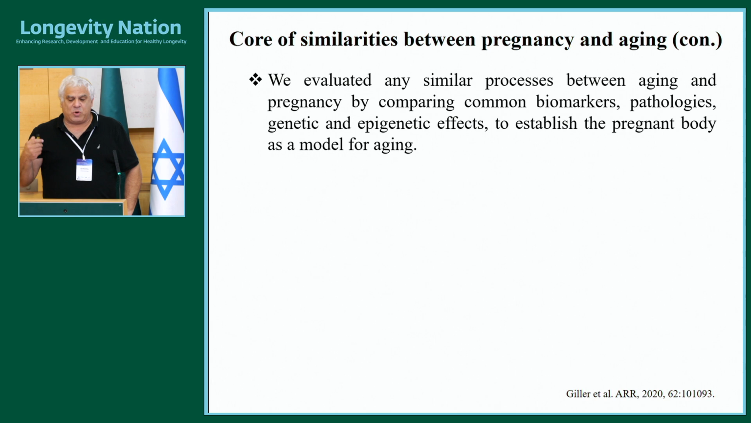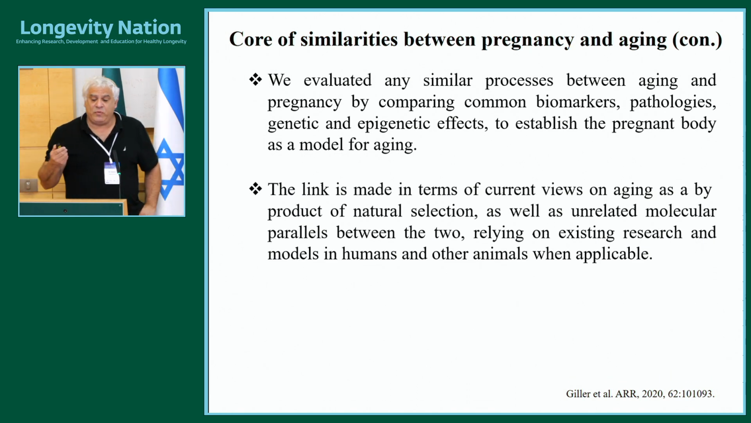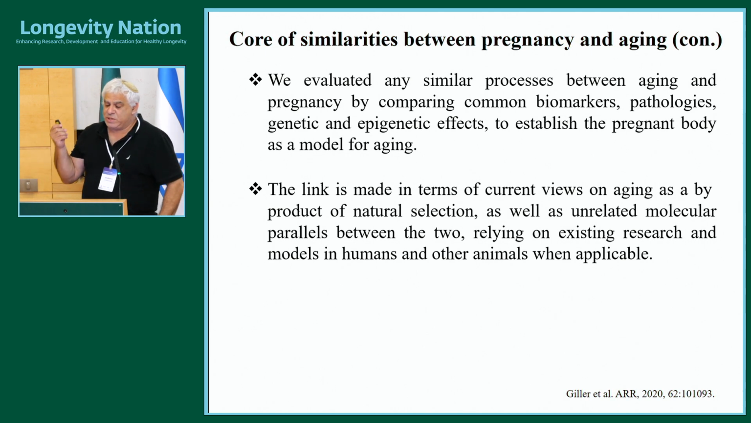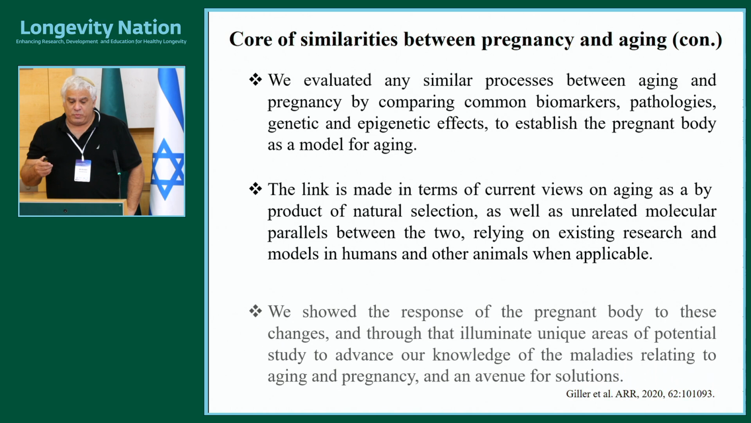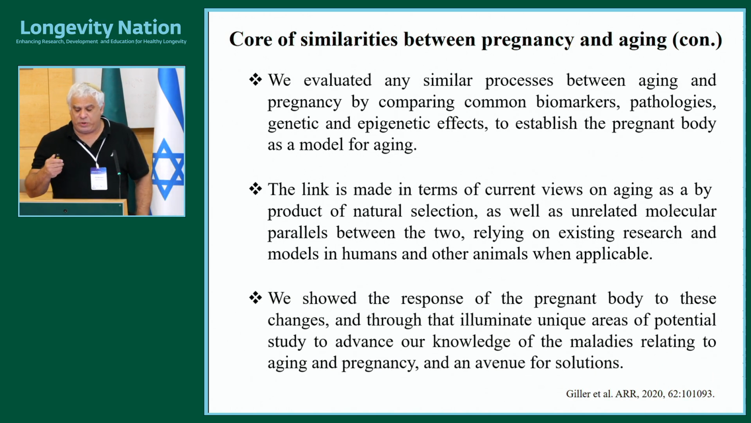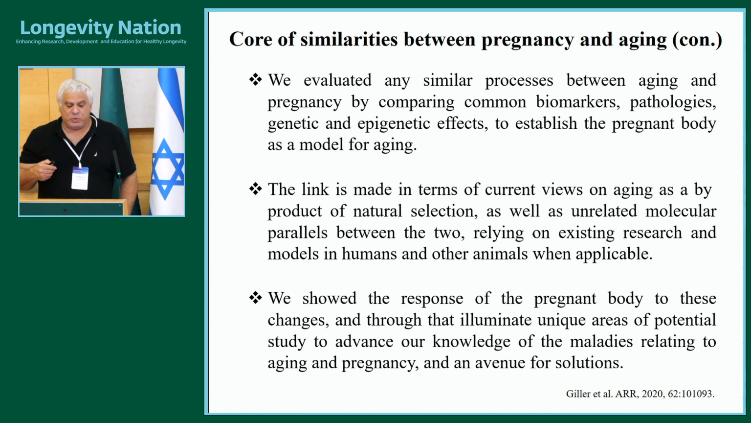We evaluated similar processes between aging and pregnancy by comparing common biomarkers, pathologies, and genetic and epigenetic effects to establish the pregnant body as a model for aging. The link is made in terms of the current view in aging as a byproduct of natural selection, as well as unrelated molecular parallels between the two, relying on existing research and models of humans and other animals when applicable. And last, we showed the response of the pregnant body to this change, and through that illuminate unique areas of potential study to advance our knowledge of the maladies relating to aging and pregnancy, and an avenue for solution.